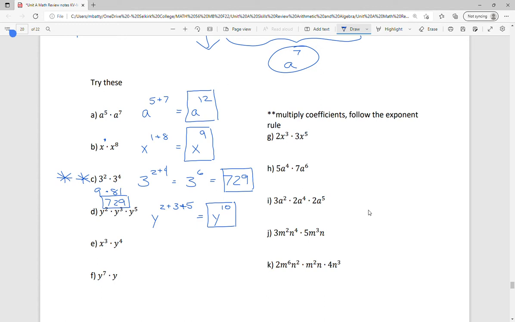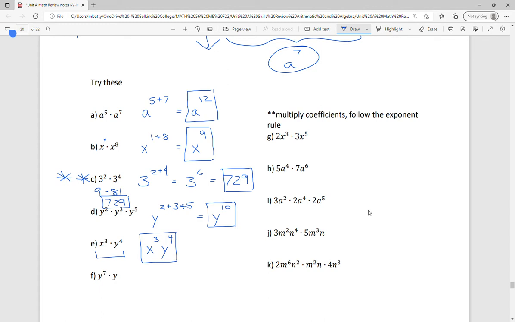E is a little different. So E, we've been used so far to having the same base. We don't have the same base here. The best you can do with this is just simply rewrite it all smack up beside each other, because that implies multiplication. And so that would be the end on that one.